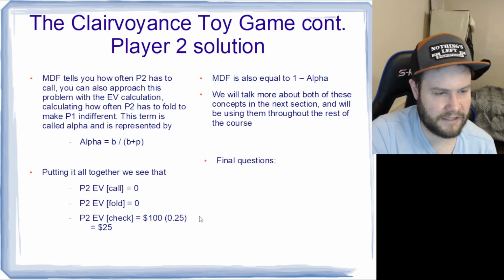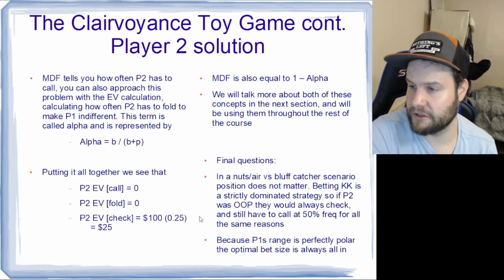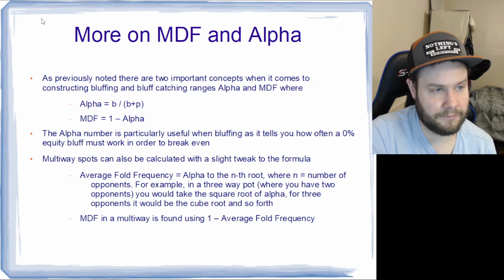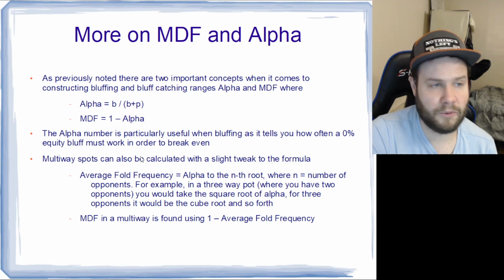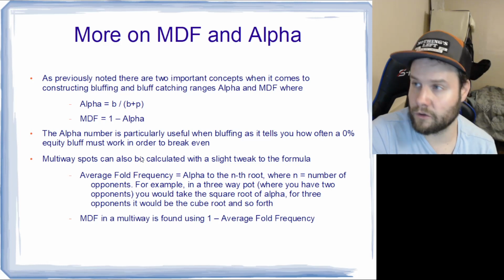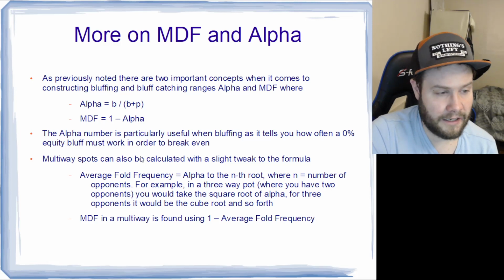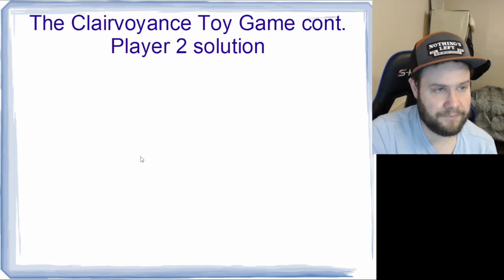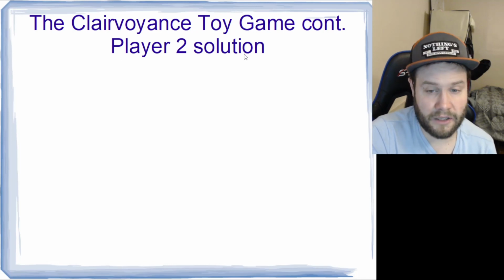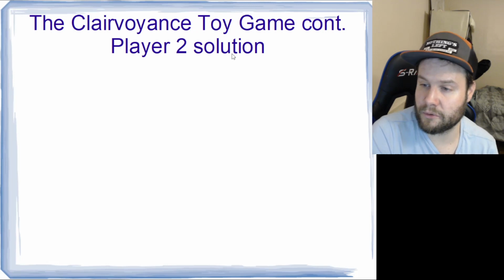Oops. Well, that's as far as we're going in this particular video. That is our example. We will start out our next video talking more on MDF and alpha. We'll go into what those mean a little bit more and a few other subjects, but this is definitely enough for one video for me. So that is the clairvoyance toy game and understanding the indifference principle. I hope it's a little bit more clear to you.